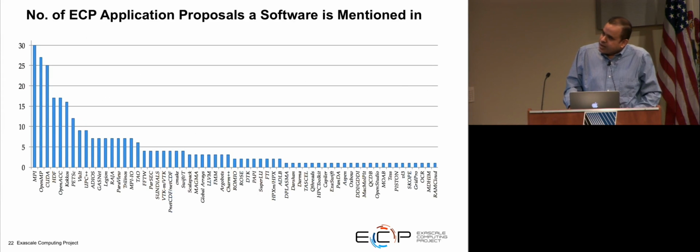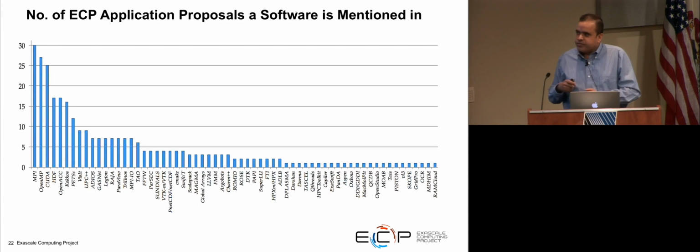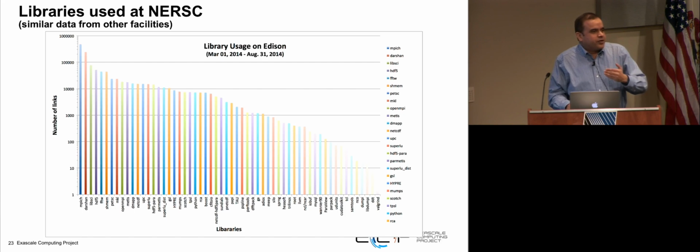Then we also have other data. We looked at the 30 application proposals that came in last year, and did just a simple keyword search to see what software was mentioned in which proposal and how many times. So MPI was mentioned in all 30 of the proposals, and then OpenMP in 27 of them, and then CUDA, HDF, and so on. And there are many down at this level mentioned in a few. So that's another data point. And of course, this was just a keyword search. We have to look at the context and look at how much they depend on any of this software and so forth.